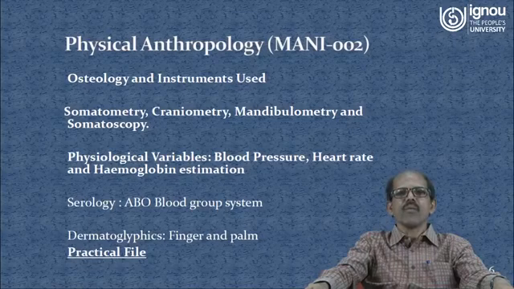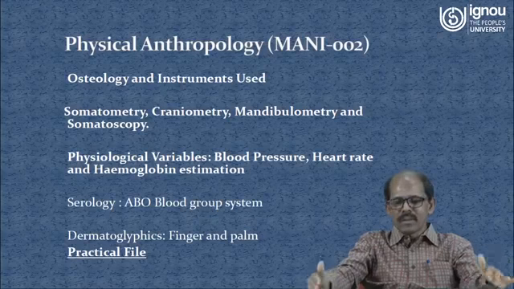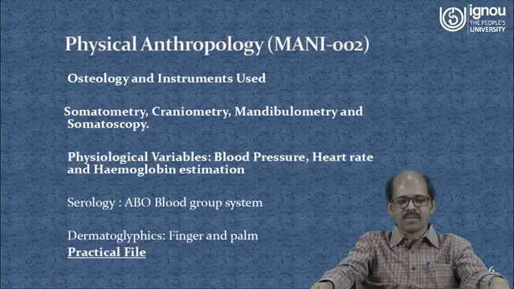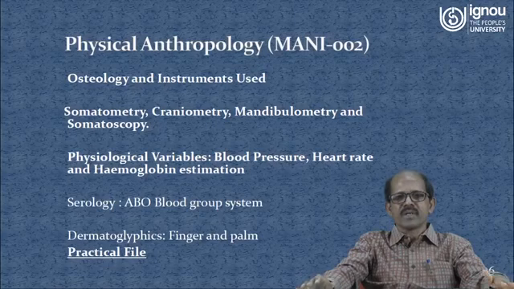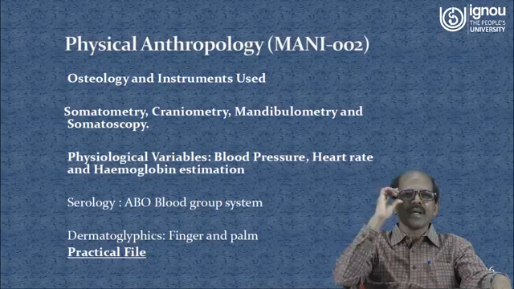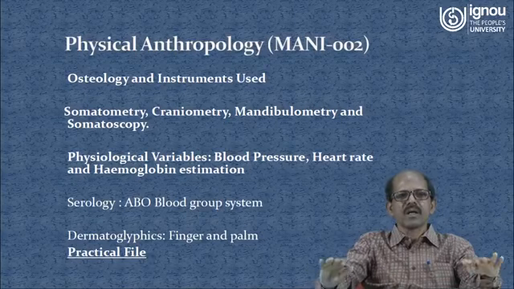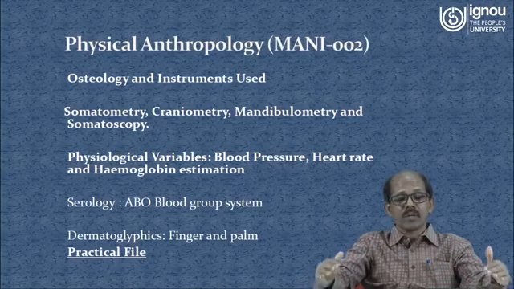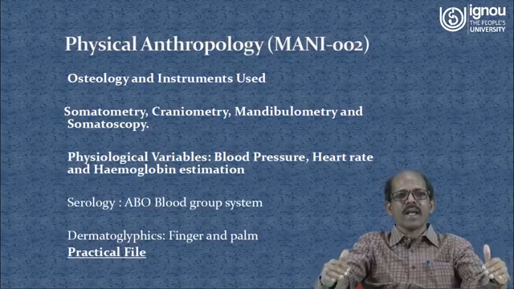Mandibulometry is another area where we record the measurements on the mandible. And we have included a small chapter on somatoscopy. Somatoscopy is nothing but visual observation of the human body, that is your skin color, your hair color, your hair structure, and whether an epicanthic fold is there. Some populations have a different fold, that is the epicanthic fold. These are all the morphological characters that have been used in classification of human populations, like Mongoloid, Negroid, Caucasoid, etc.